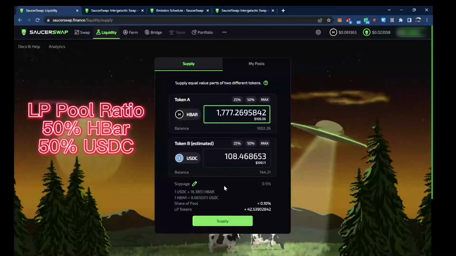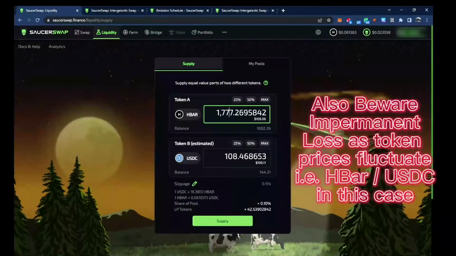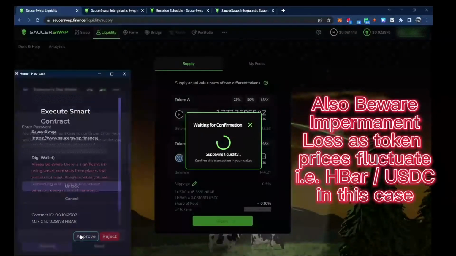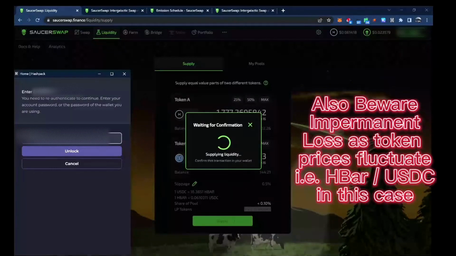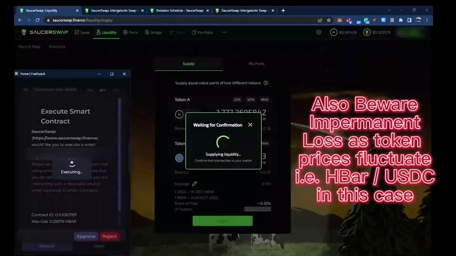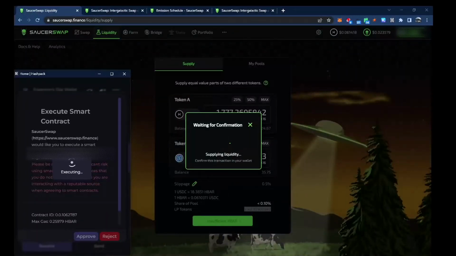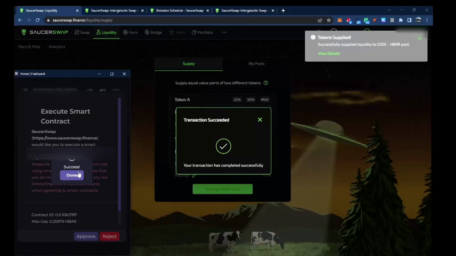I get the slippage to 0.5. Percentage of the pool is less than 10%, 0.1%. This is the amount of LP tokens I'll receive, so I'm basically making these tokens liquid. I'll hit supply, hit approve. Just wait a few moments for this transaction to finalize. There we go.